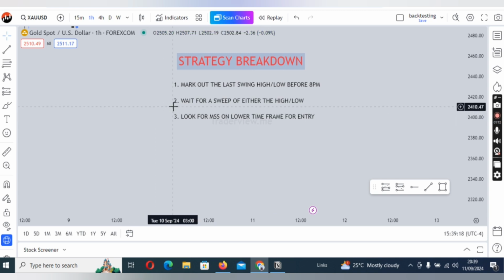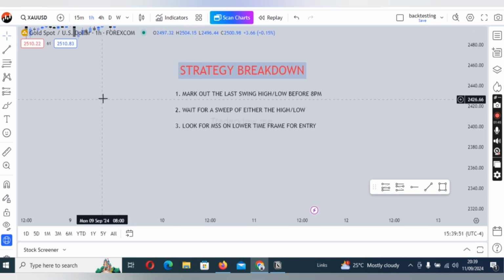The second thing you should do is wait for a sweep of either the high or low of that outlined swing high or swing low that you outlined on point one. And then the third thing you should do is look for a market structure shift on the lower time frame, and the time frame we are going to be using is the 1 minute time frame for this strategy, guys. I want you to pay close attention and do everything as I'm saying.